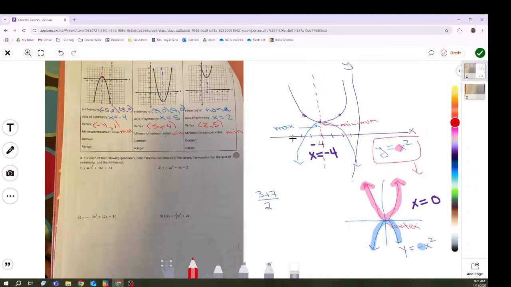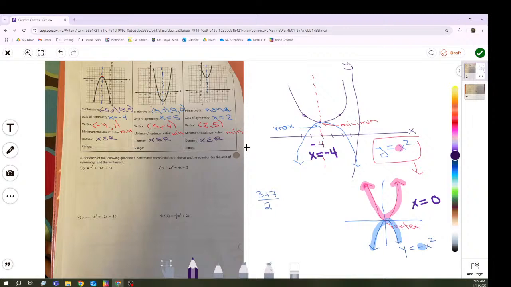Now, for parabolas, it's super easy. The domain is the same for all of these, because as the parabola starts to create this U, over time it gets wider and wider and wider. It's going to cover all values, both positive and negative. So what we would say is that the domain is all real numbers. It's going to be the same for all of these. All parabolas get larger over time.